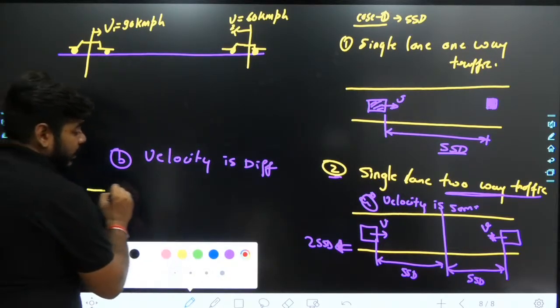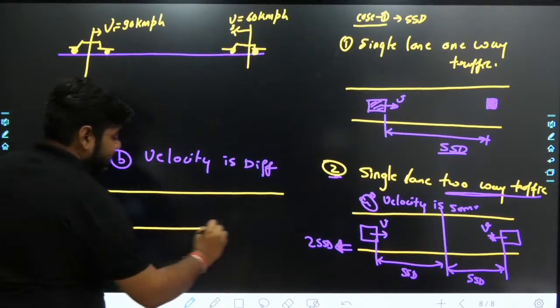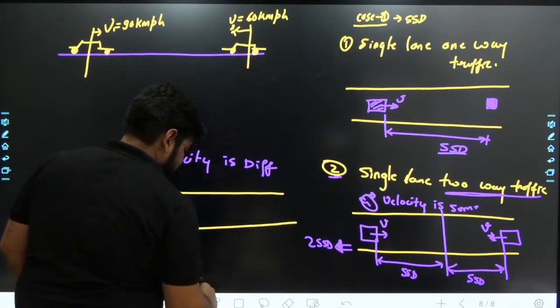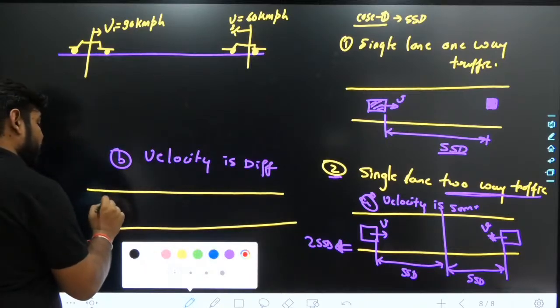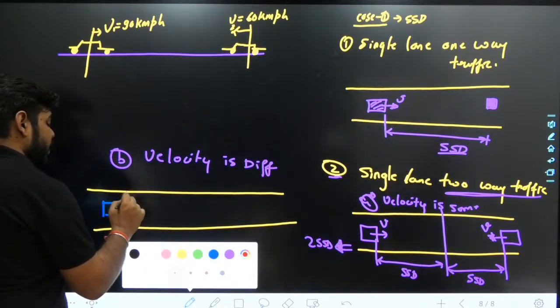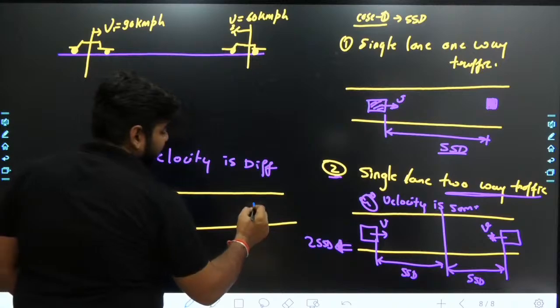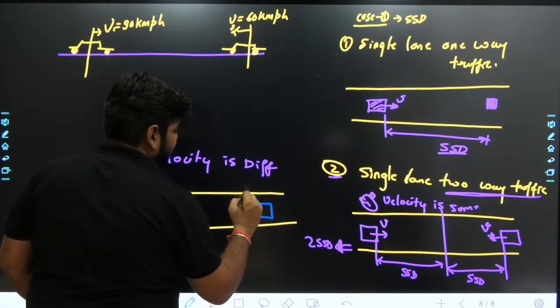Let's see what is happening here. This is your lane, a single lane. In this single lane, your vehicle is moving in this direction with velocity V1, and another vehicle is coming from the opposite direction with velocity V2.